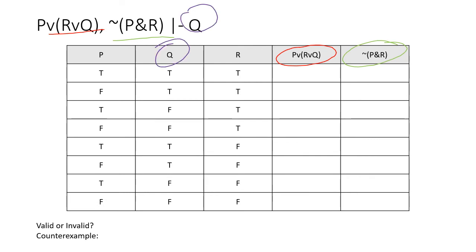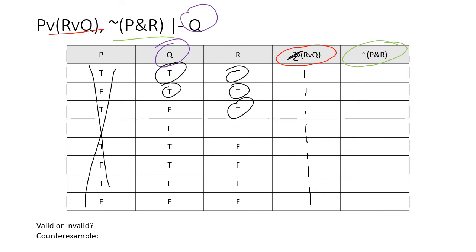Looking at this first premise, we've got a wedge in between our parentheses, so we'll do the wedge first. And it's just R or Q. The wedge is true wherever one of the sides are true. So it's going to be true in lines 1 through 6.